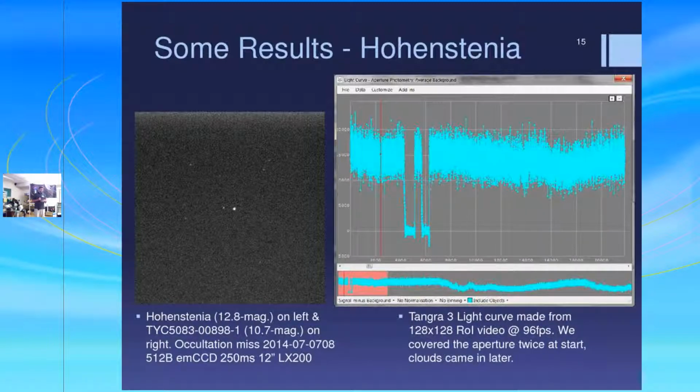And we observed Hauenstein Iya this past Monday night. The image on the left is the full 512 by 512 frame. The star being occulted is the bright object in the center at magnitude 10.7, and the asteroid is the fainter dot to the left at magnitude 12.8.